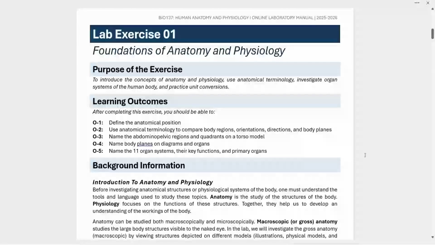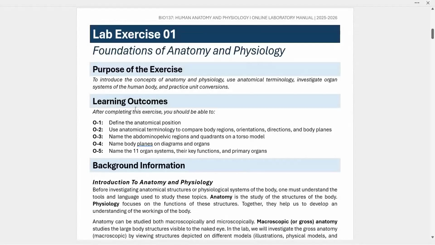Hello class, welcome to lab exercise number 1, Foundations of Anatomy and Physiology. So, the purpose of today's lab is to introduce you to some concepts of anatomy and physiology, start using the terminology, investigate organ systems, and practice unit conversions.